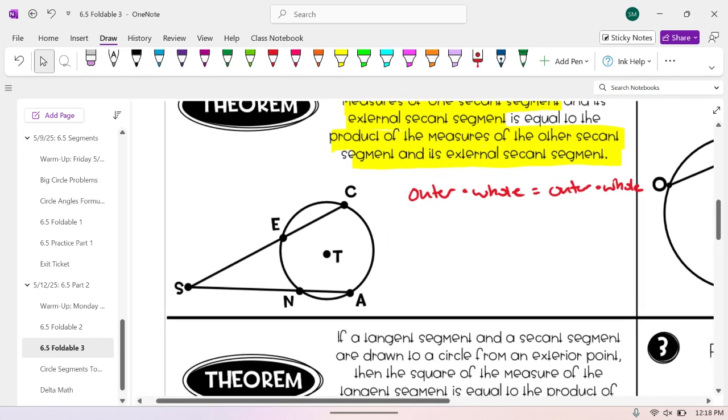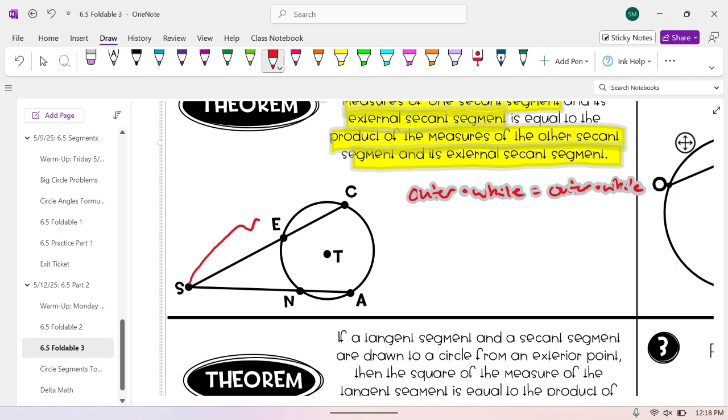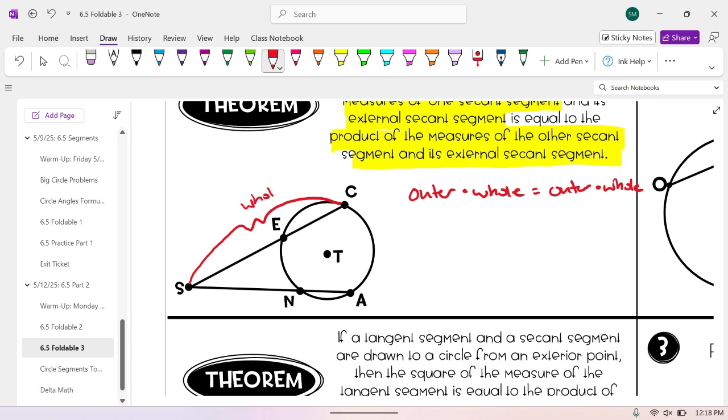So if we look at the circle here, the whole secant segment goes from the outside point to its end point over here. So this is considered the whole. That's the entirety of the segment. So that's the whole. The outer segment is the part of the segment that's outside the circle. So S to E is the outer part of segment SC.